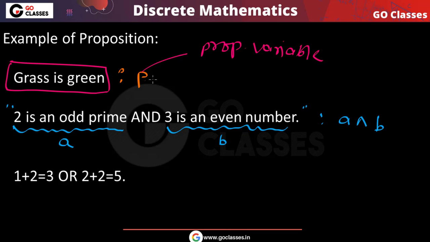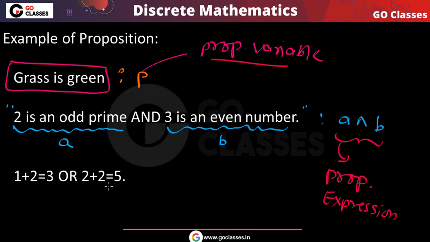So I can say that atomic propositions we represent by propositional variables. Similarly, this part is an atomic proposition and this part is an atomic proposition, so finally this proposition I can say is a and b. This is called a propositional formula, actually called a propositional expression. We don't call it a propositional variable. This is called a propositional expression.